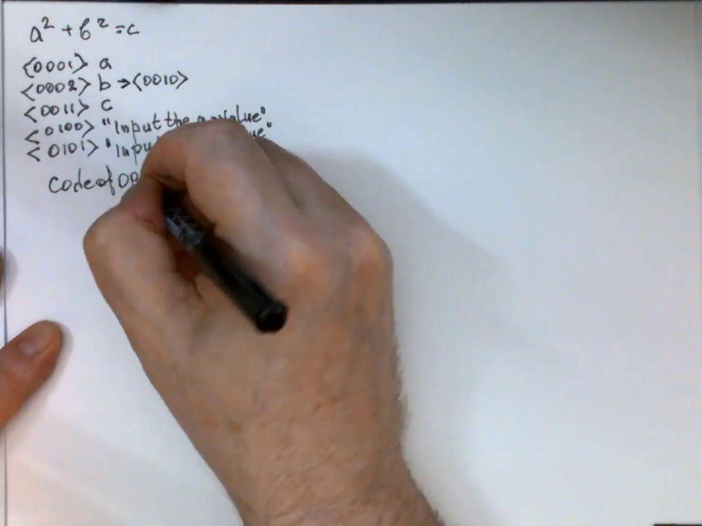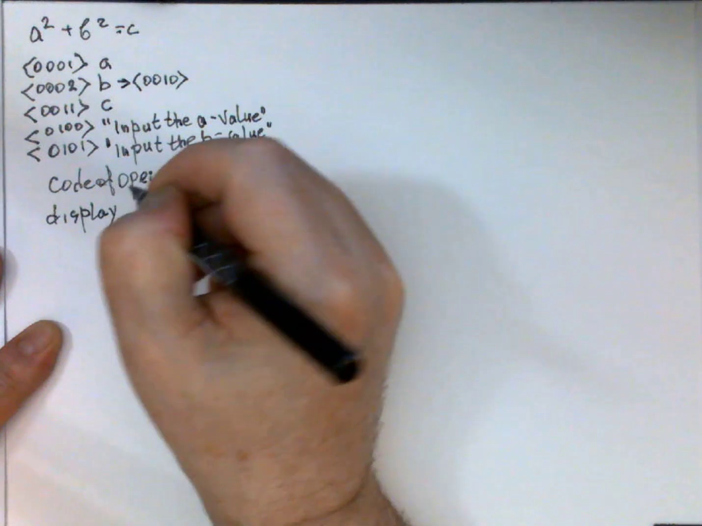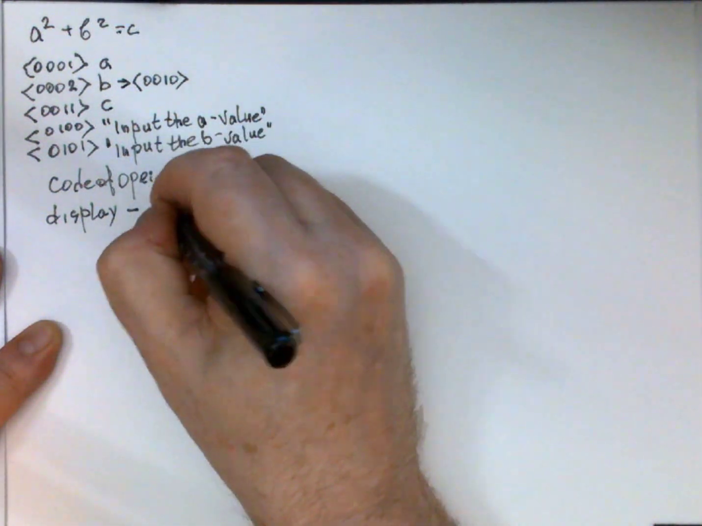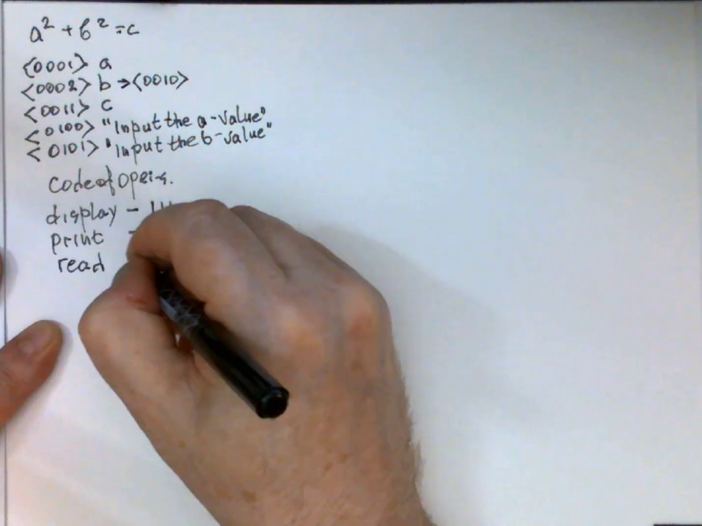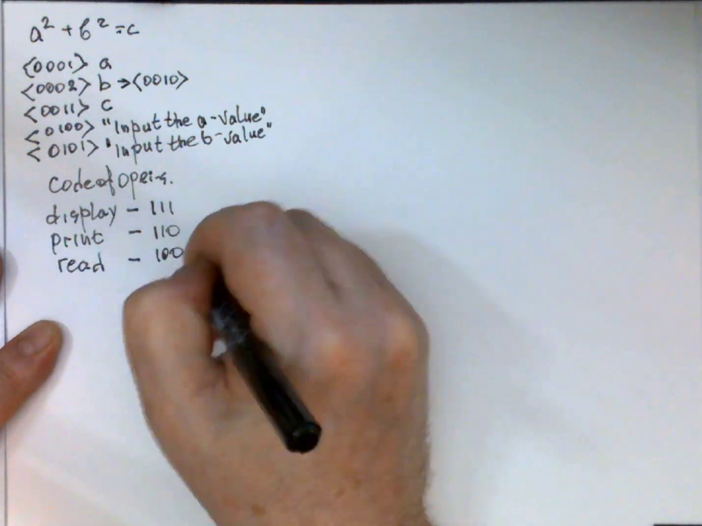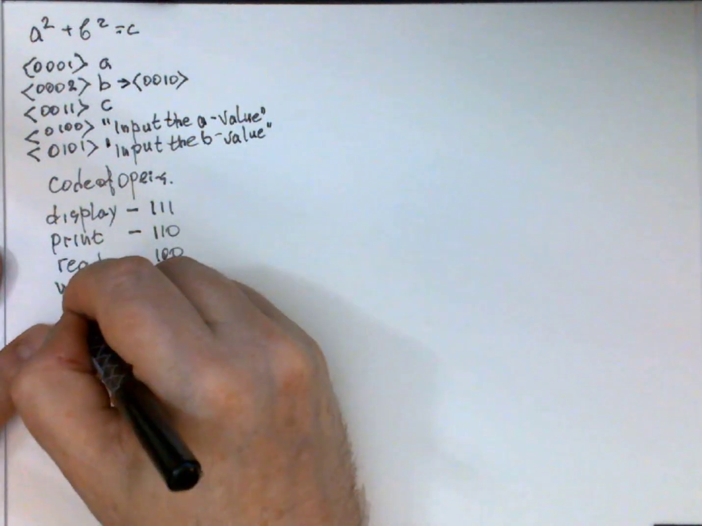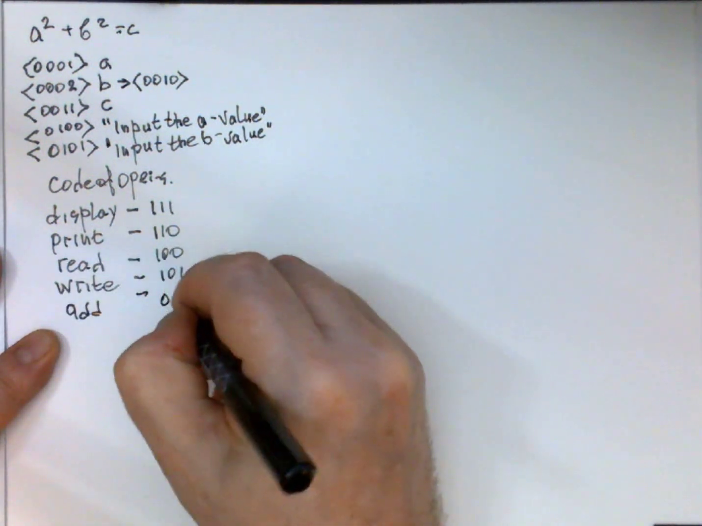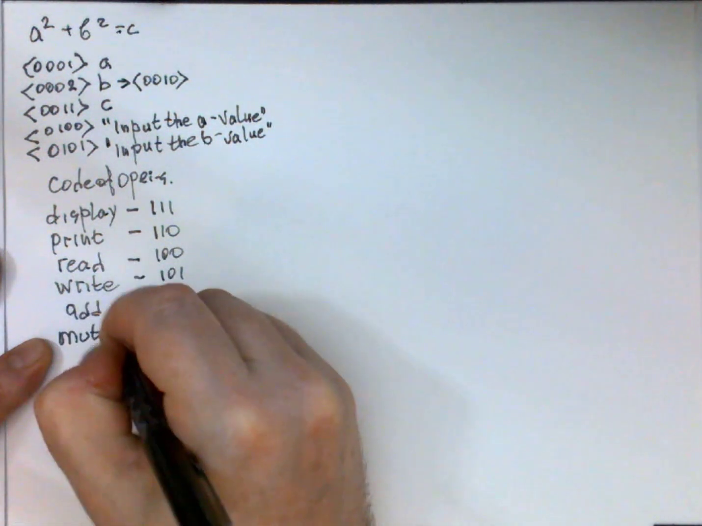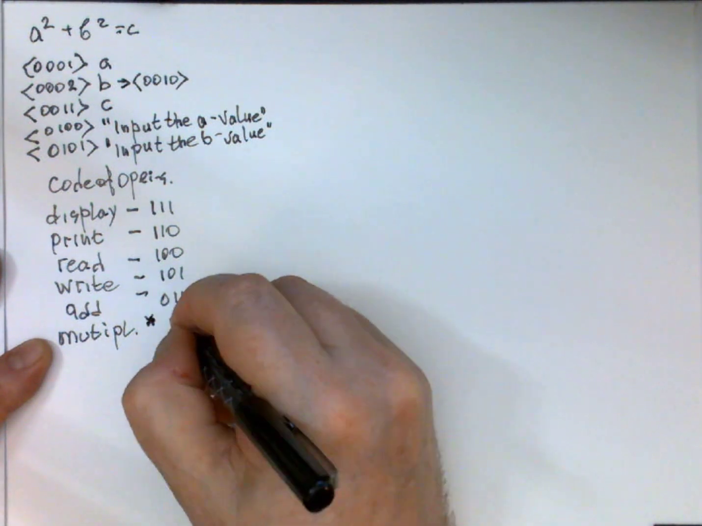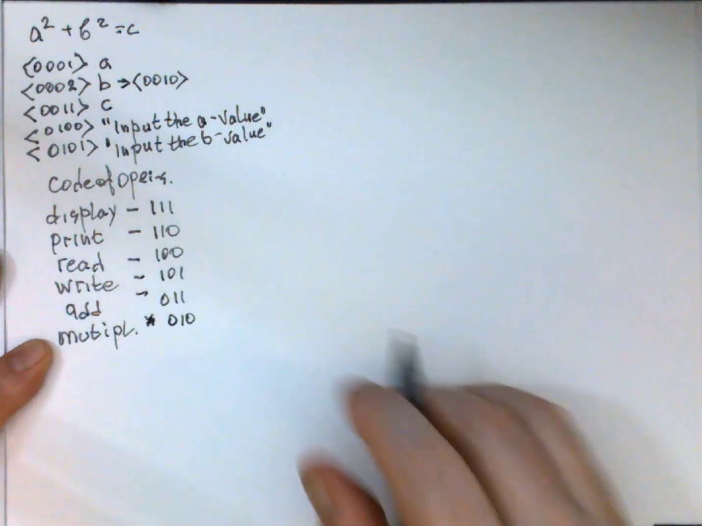Code of operations. And I will say, let's do this like display. Display will be code of operation 111. Print will be 110. Read will be 100. Write will be 101. Add will be 011. And what else we use? Multiply. Multiply, that will be 010. Folks, this is digital codes of operations.